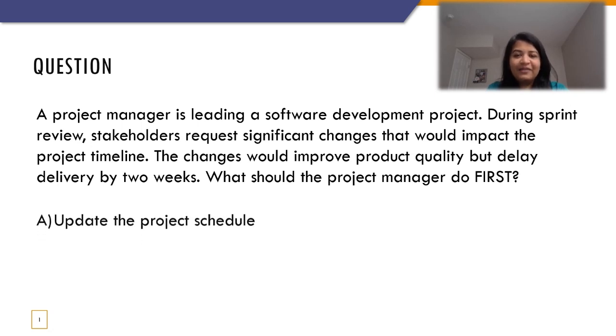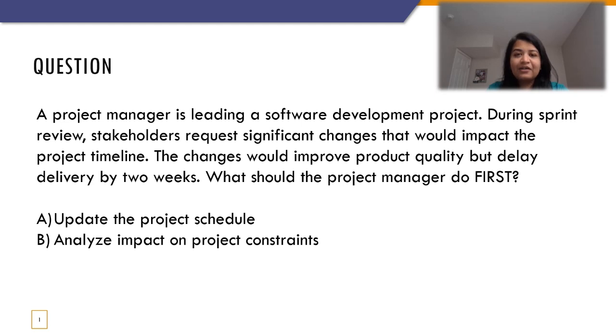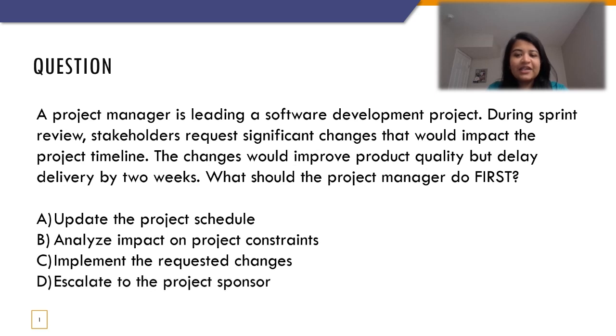Option A, update the project schedule. Option B, analyze impact on project constraints. Option C, implement the requested changes. And option D is escalate to the project sponsor.